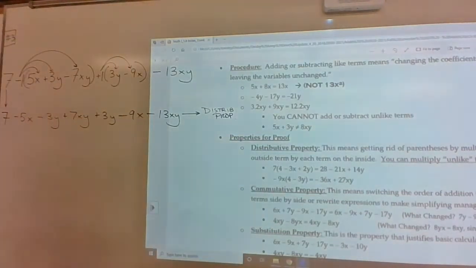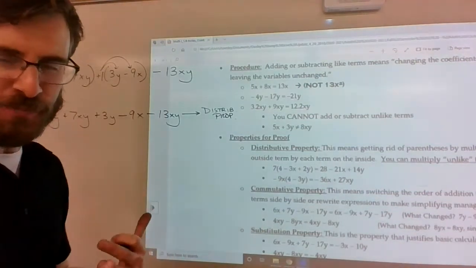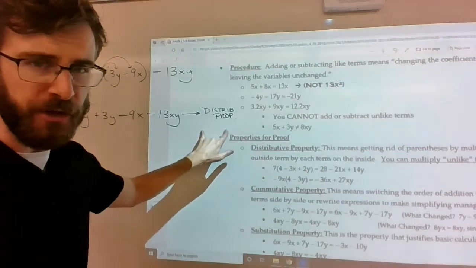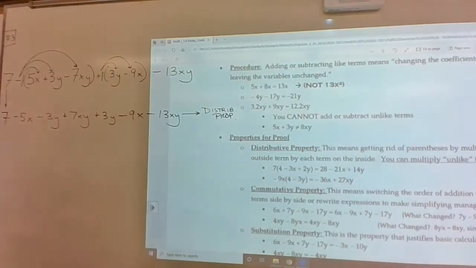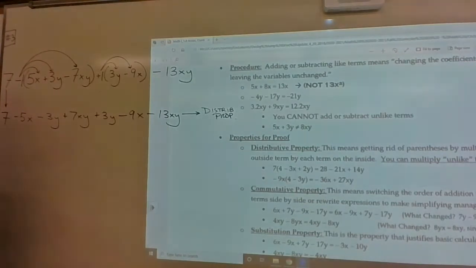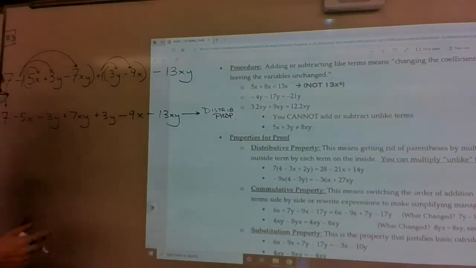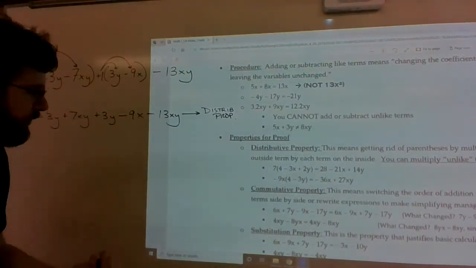All right, now hopefully you guys are seeing that there's a clear cadence in which these problems go. If you've got grouping symbols, it stands to reason you're going to use the distributive property. Then you must get the like terms side by side. I'm going to go with the xy's first. You don't have to go with the xy's first. I'm just going with them first.